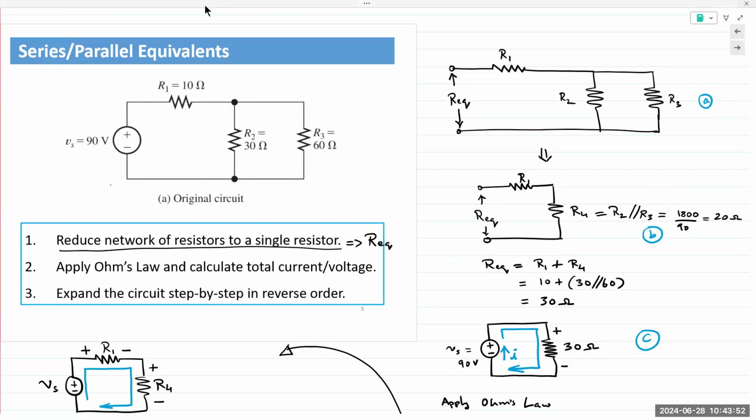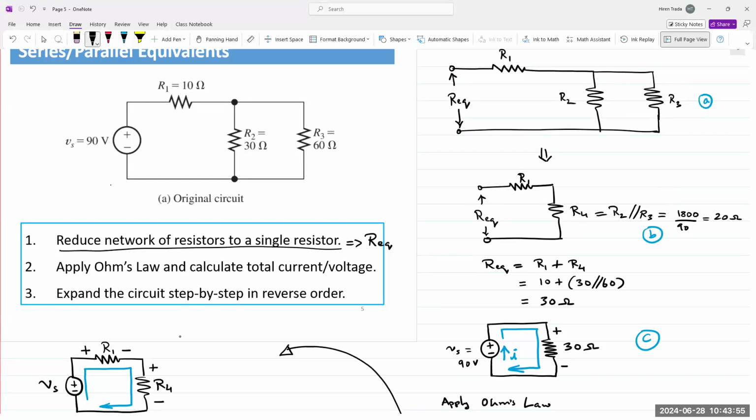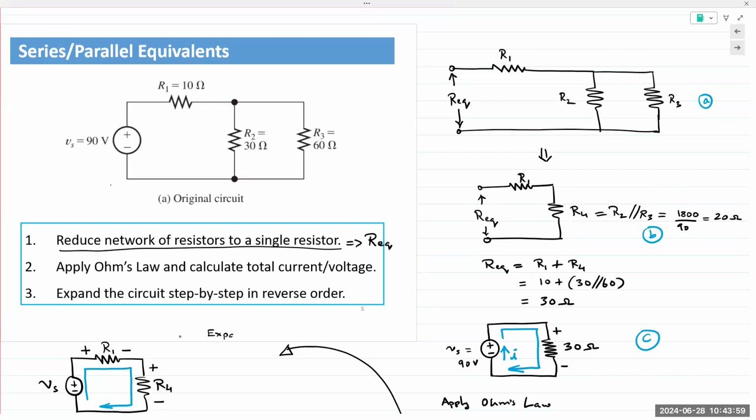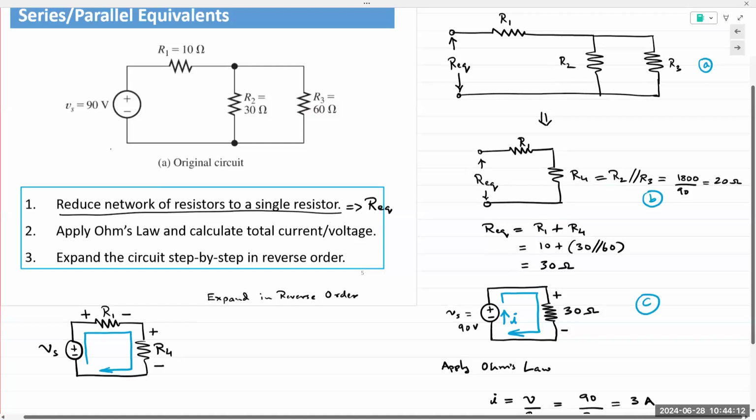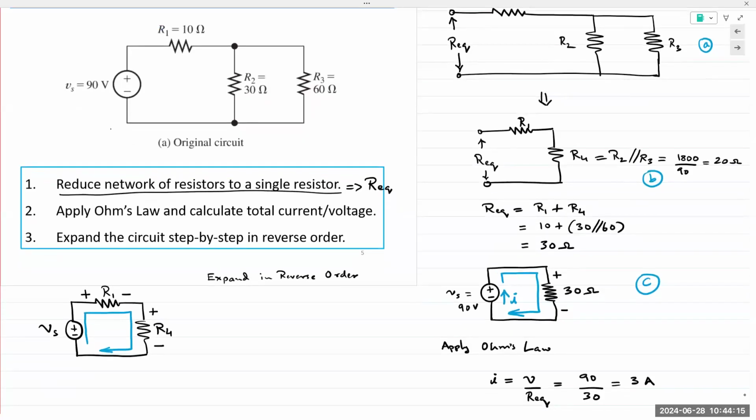So let me note that down. Expand in reverse order. So the question being asked was, what does reverse order mean in this context? Reverse order means we are now determining the voltage and current for every step that we took to find Req. So every step along the way allows us to find the voltage and the current.